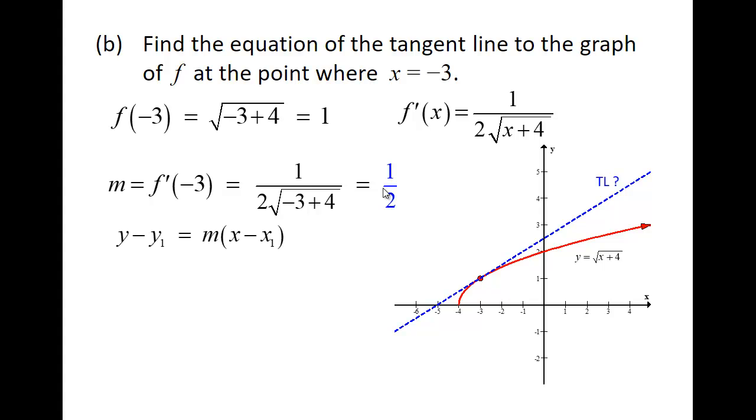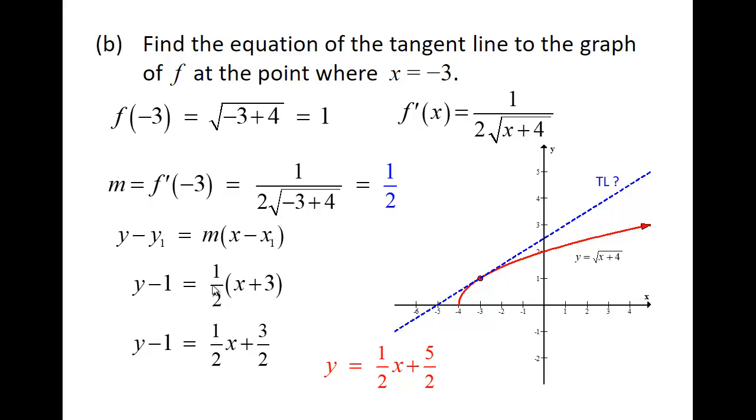So we know the point is x is negative 3 and y is 1. And so in the point slope formula for the line, if we plug in the slope half, y1 is 1, x1 is negative 3, and we simplify that, put it in the point slope formula. This is what we come up with, and so that's the equation of the tangent line at the point negative 3 comma 1.